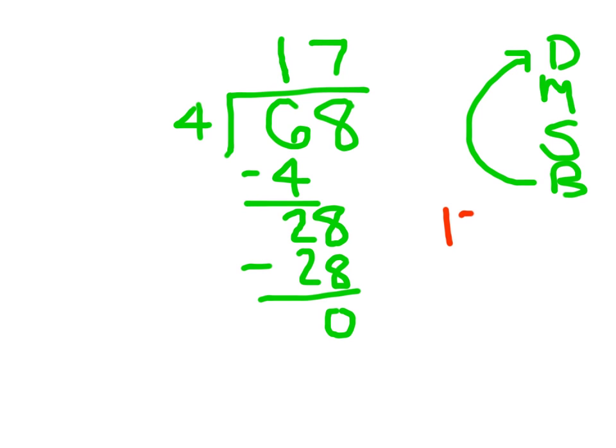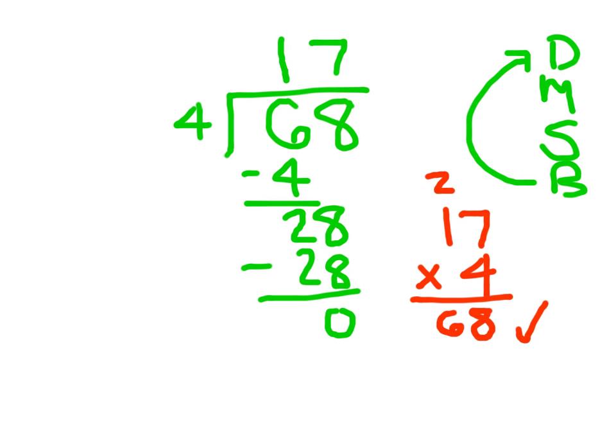To check our problem, again, we use multiplication. 17 times 4, does it equal 68? 4 times 7 is 28. 8, regroup the 2. 4 times 1 is 4, plus 2 is 6. So I have 68 there, and it checks.